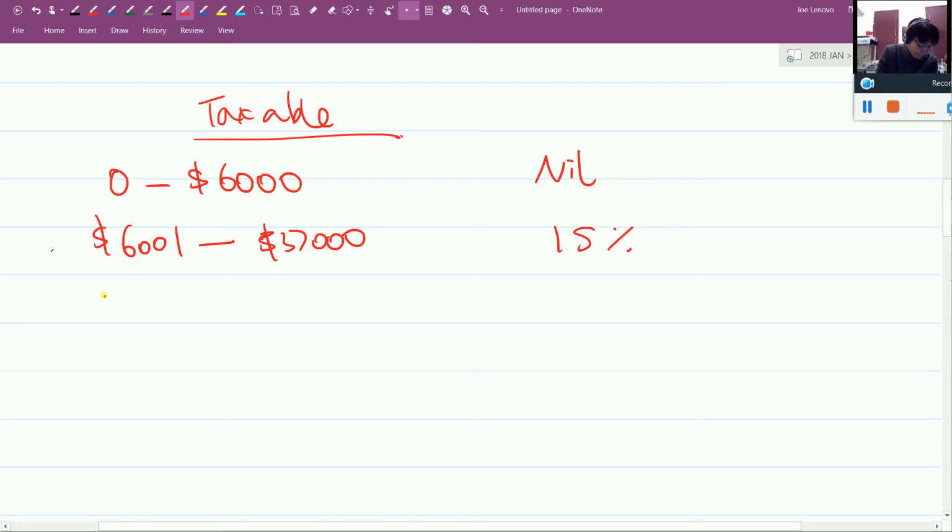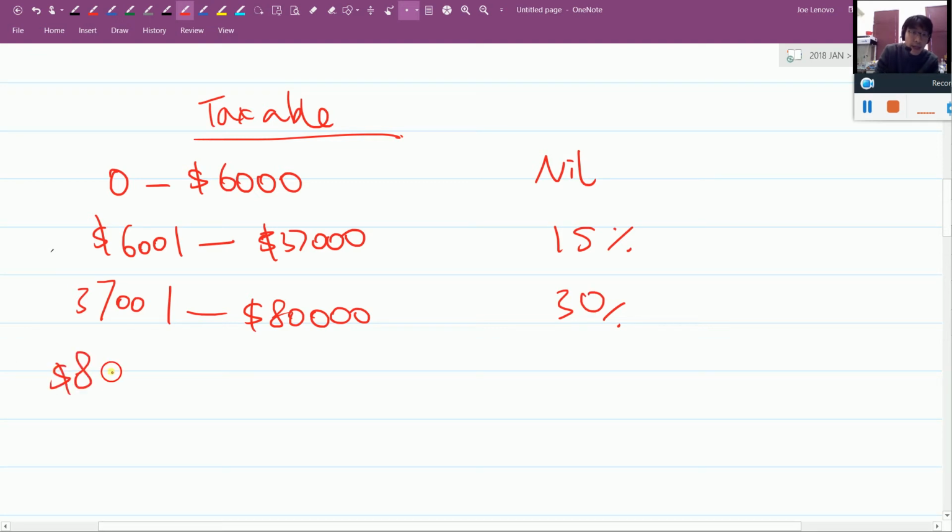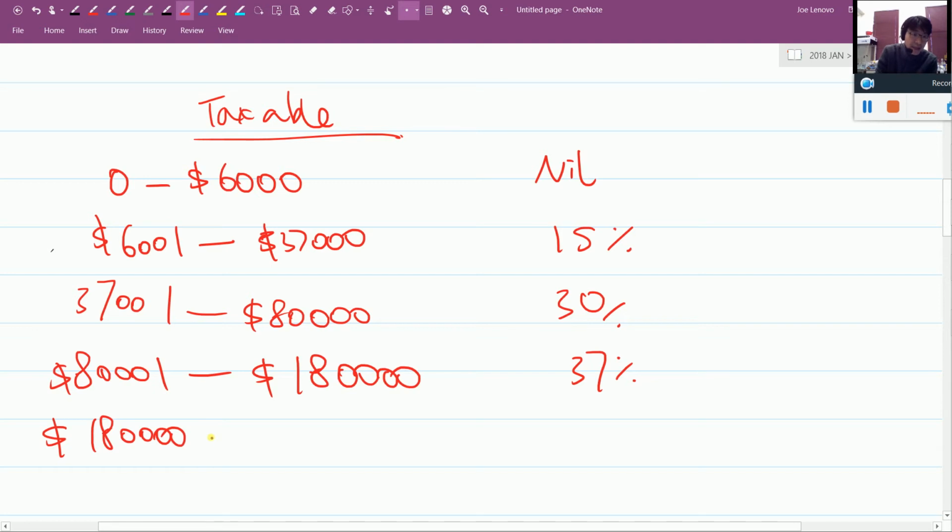Then you will have 30% between $37,001 and $80,000. Sorry, I misread the graph. Then from $80,001 to $180,000, that is 37%. I don't know how many people would earn that much. For $180,000 and up, you will need to pay 45% as your tax.